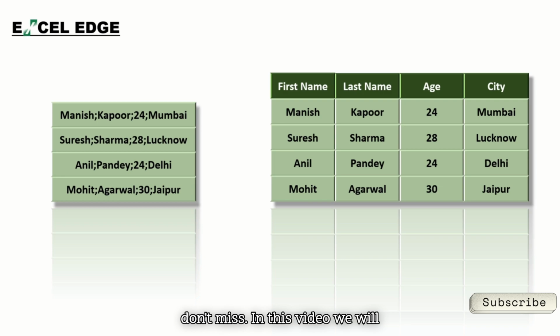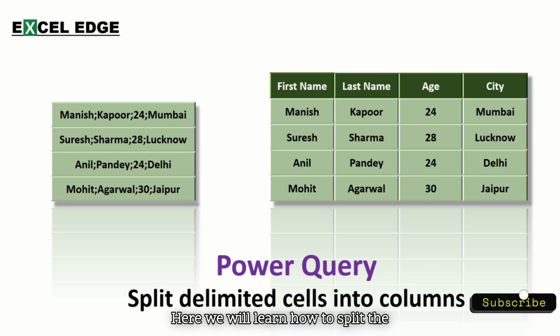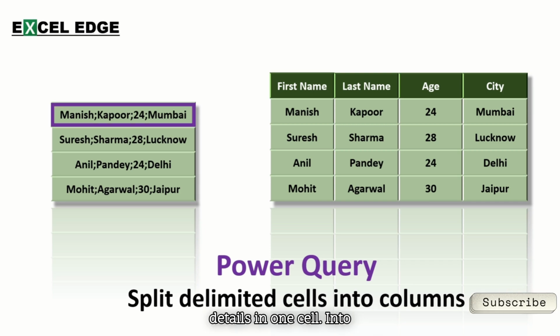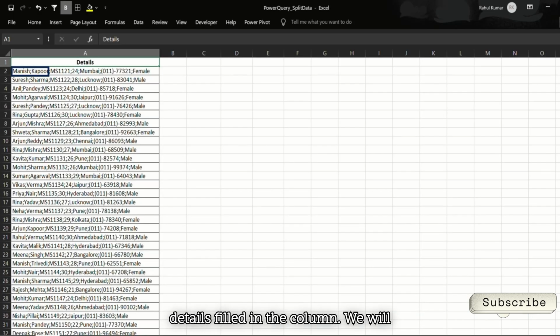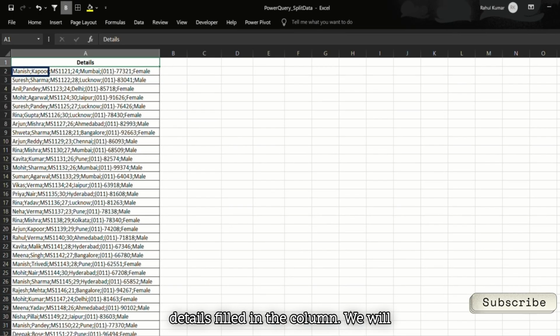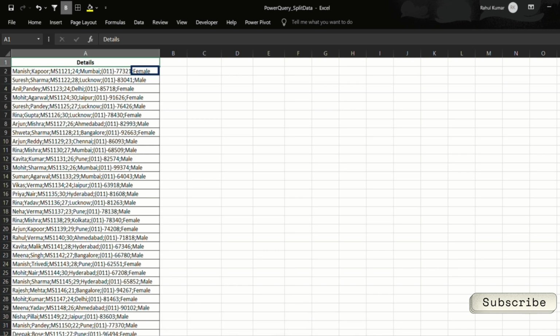In this video, we will be looking at how to split into columns. Here we will learn how to split the details in one cell into separate columns. Here are some details filled in the column. We will analyze them first. There is a first name and last name, then the employee ID, then the person's age, then the city name, then the mobile number, and then the person's gender is visible.